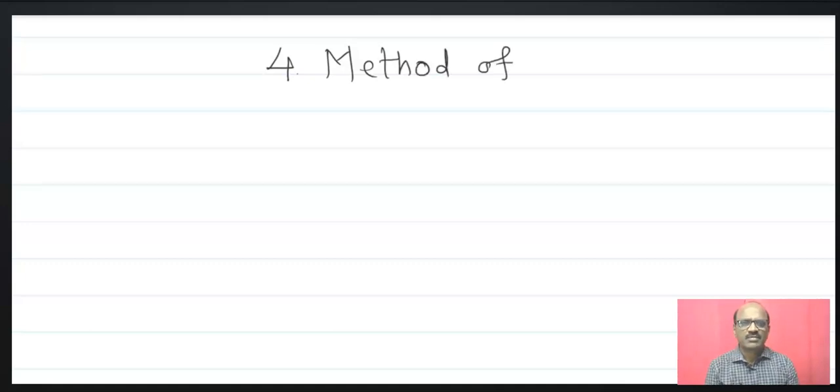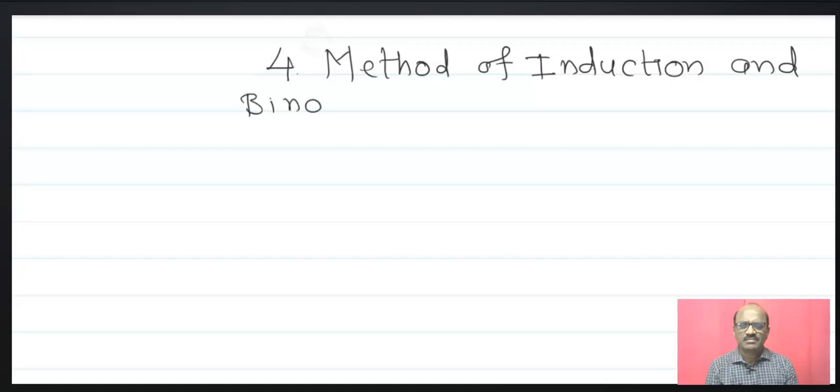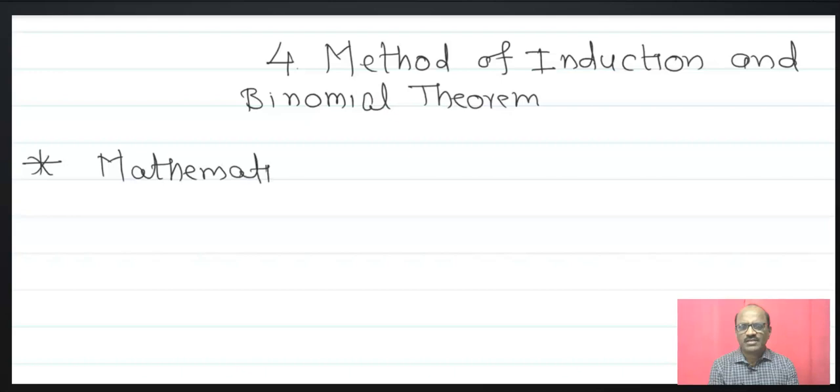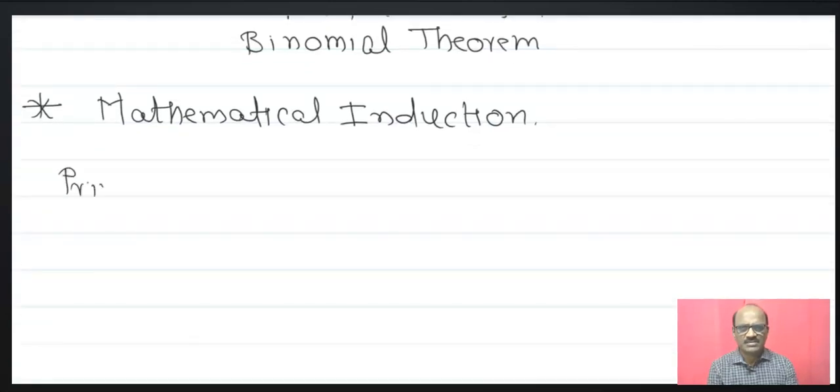Now let us start chapter number 4, Method of Induction and Binomial Theorem. In this chapter, there are two parts. First is the method of induction and second is the binomial theorem. For the method of induction, you have to remember the following 4 steps. If there is any proof, then you have to follow these 4 steps.